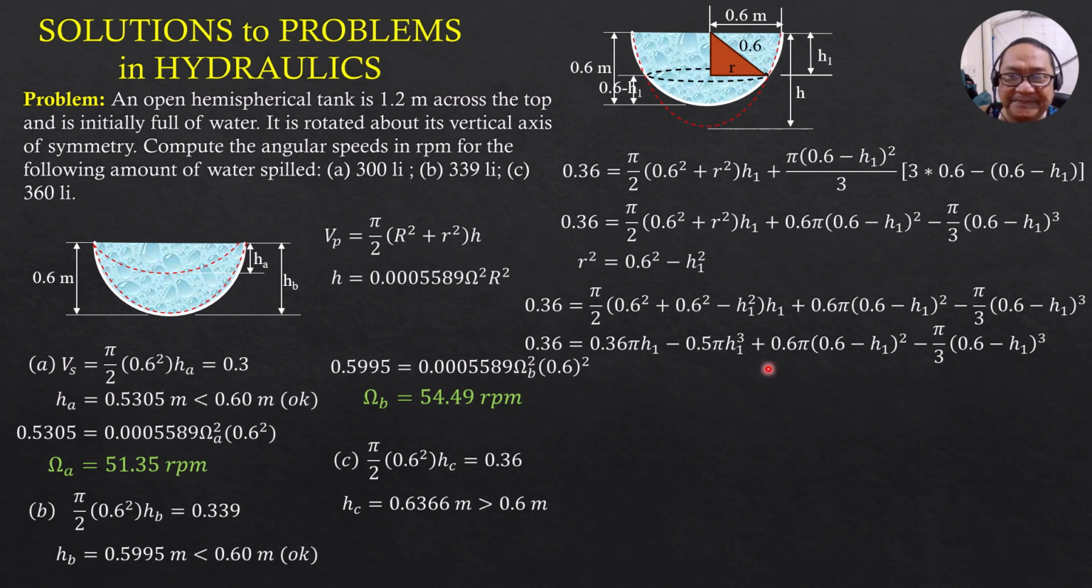We just anticipate that the value of h1 should be less than 0.6 meter. So you substitute a value of h1 which is less than 0.6, so let us say 0.4, and h1 is 0.5609 meter.